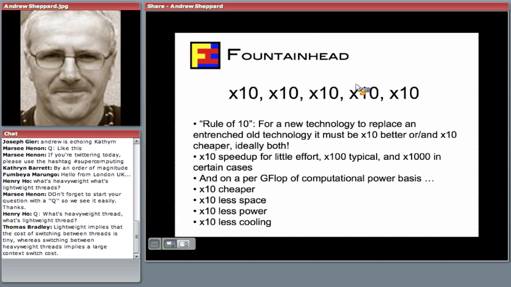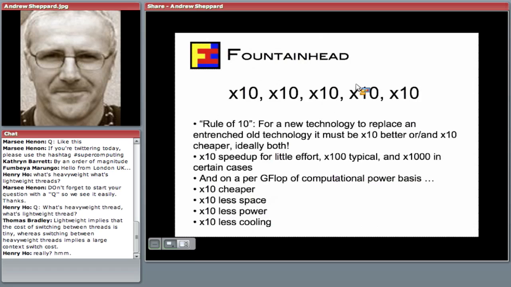I also believe that GPU technology is a ×10 technology. I have a kind of rule, I call it the rule of 10. For a new technology to replace an existing technology, it typically has to be 10 times better or 10 times cheaper, and ideally it has to be 10 times better and 10 times cheaper. In this case, people already use CPUs for number crunching. So it's an entrenched number crunching technology. Why would we replace it with GPU or go to the effort of reprogramming applications to take advantage of the GPU? It's because I think it's a ×10 technology in many respects.